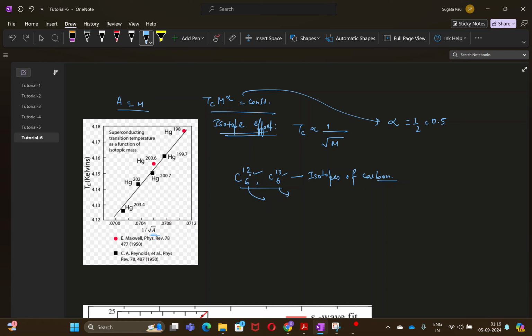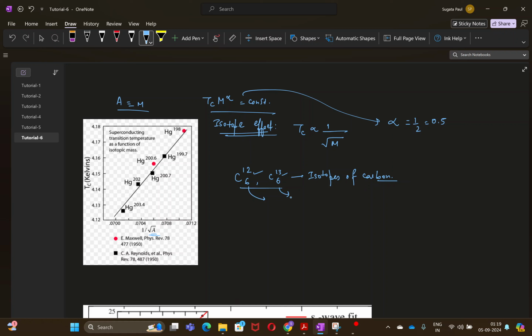Like in this case, C-12 has 6 neutrons and 6 protons, but C-13 has 6 protons, which is same as C-12, but it has 7 neutrons because the mass number is now 13. So that is how isotopes are defined.